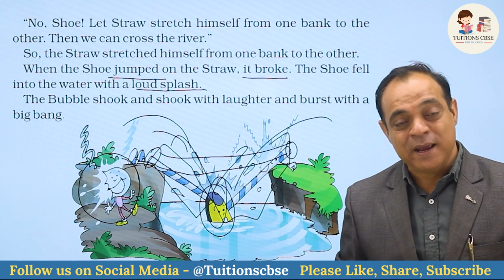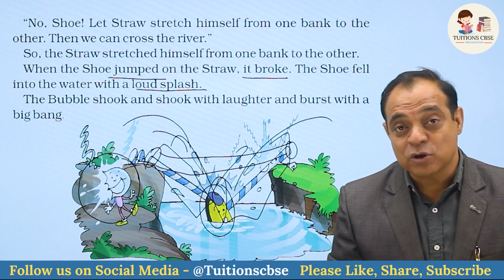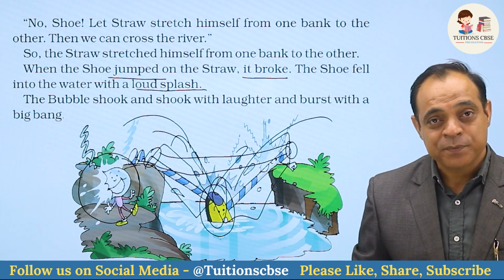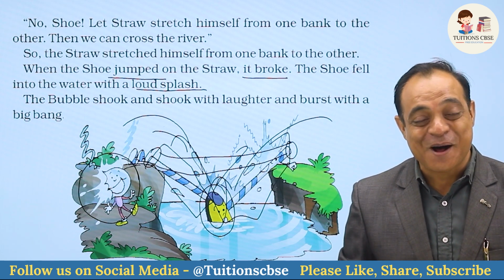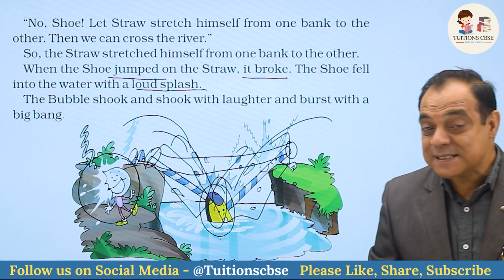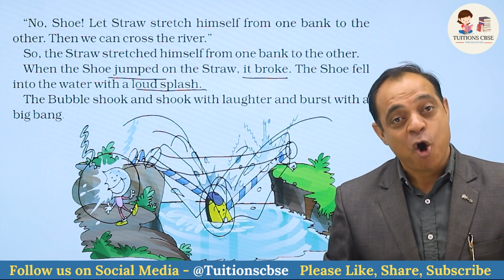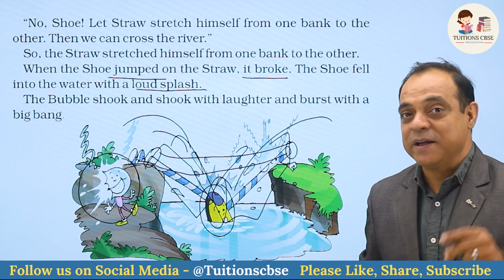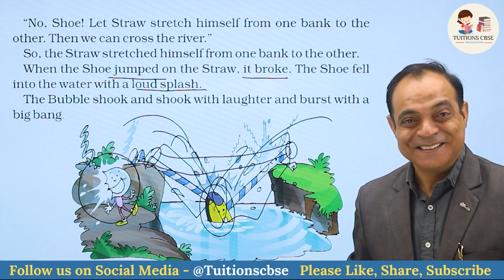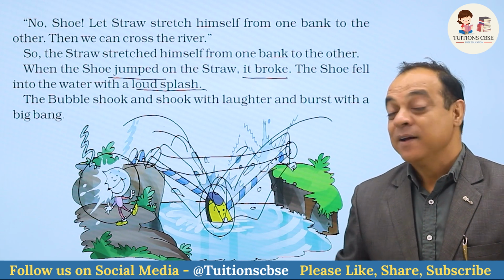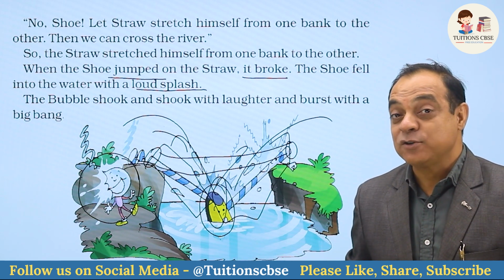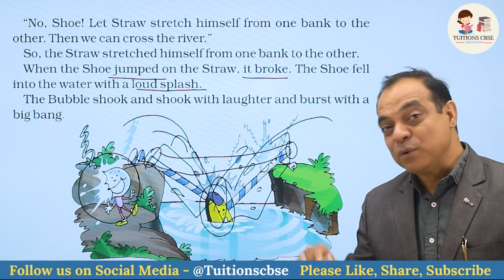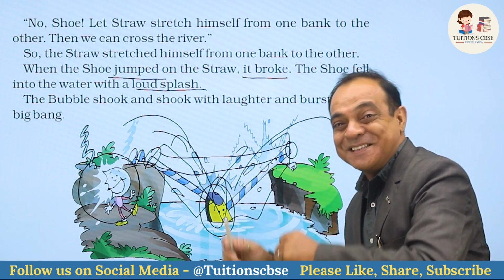In this story, there are three important heroes. Who are the heroes of this story? Do you want to become a hero when you grow up? You definitely will. First tell me, who are the heroes of this story? Yes, the bubble, very good. The straw and the shoe, absolutely correct. Where did they go? They went to the forest, correct. What did they want to cross? They found a river. They wanted to cross the river.